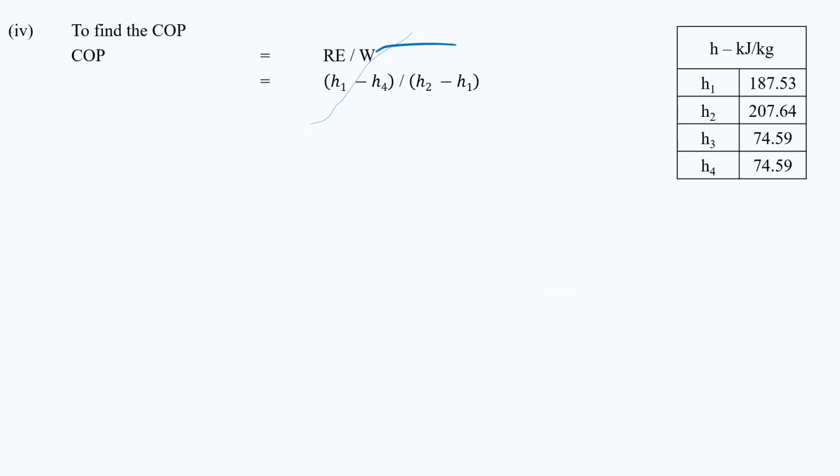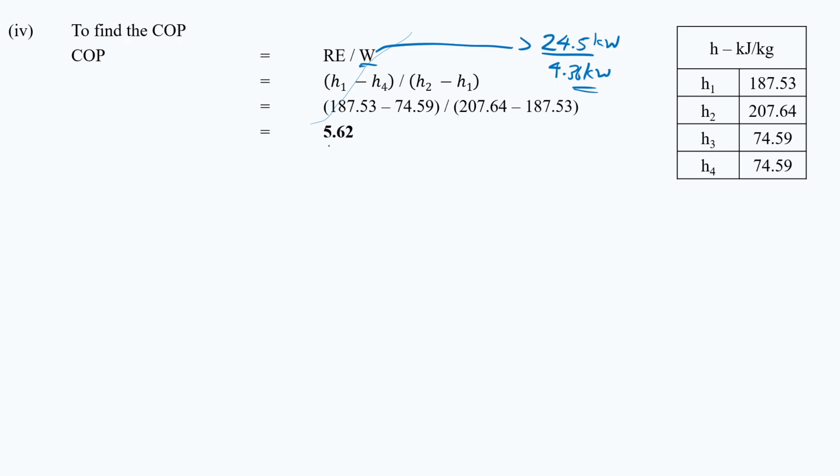Here we got the refrigerating effect in kilowatts as 24.5, and work done or power in terms of kilowatts as 4.36. Either we can directly substitute like this, or we can use our general formula, that is refrigerating effect enthalpy difference H1 minus H4 divided by work done enthalpy difference H2 minus H1. Both will give the same answer, something like 5.62.